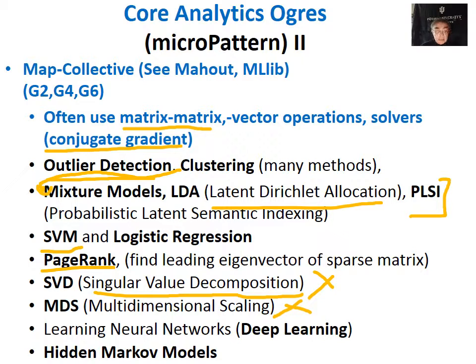Multidimensional scaling is an area we do lots of work on in my group. It's good for visualization. Deep learning, already mentioned, is matrix multiplication. And hidden Markov models are an important global machine learning problem.